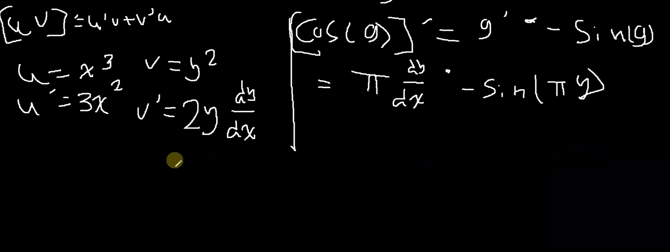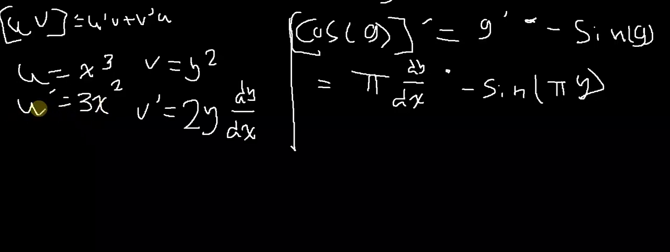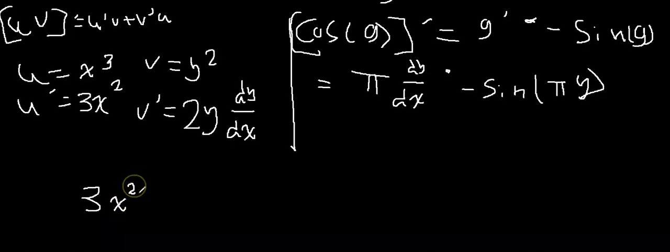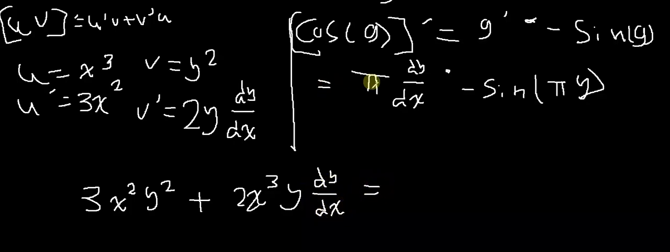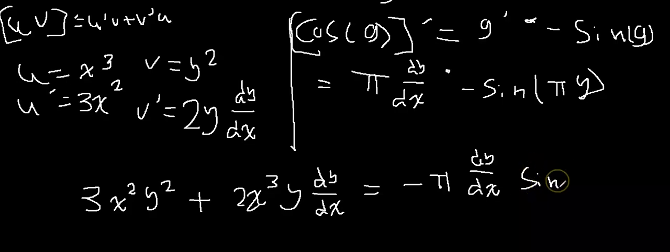So now we can write that. Let's do this quickly. u prime times v plus v prime times u: so 3x squared y squared plus v prime u would be 2x to the power of 3 y dy/dx, equals minus pi dy/dx sine pi y.